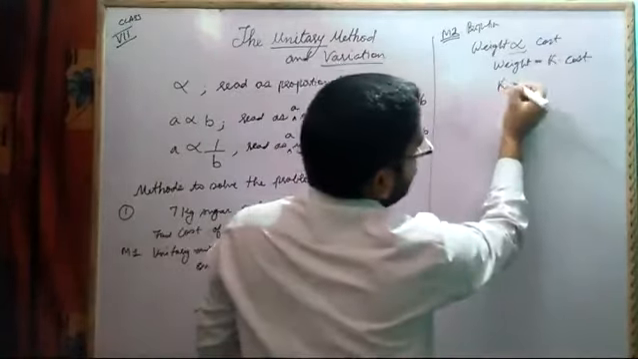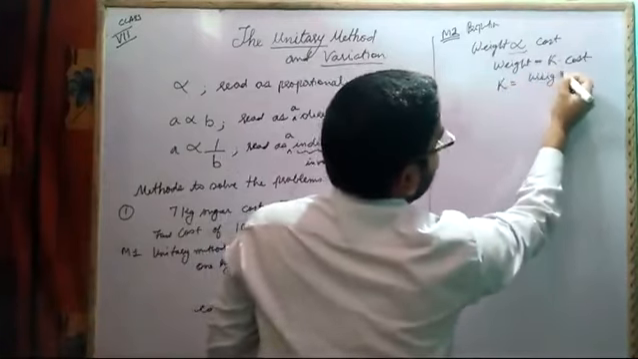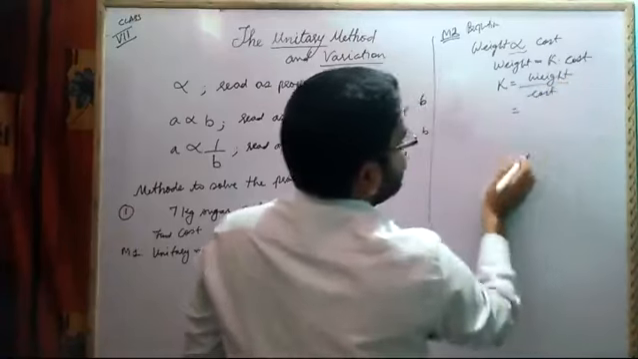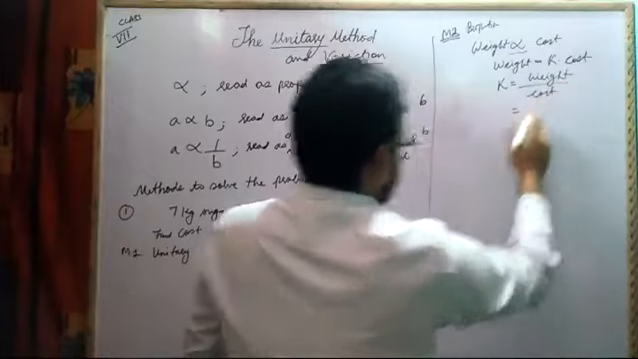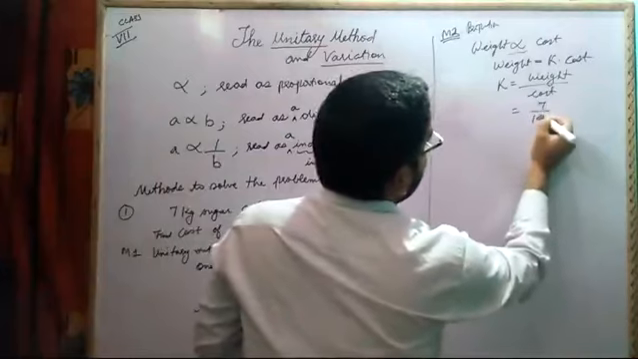So our task will be to find the value of k. Value of k will be equal to weight upon cost. So this will be equal to, sorry, weight is 7 kg, right? 7 upon 140.